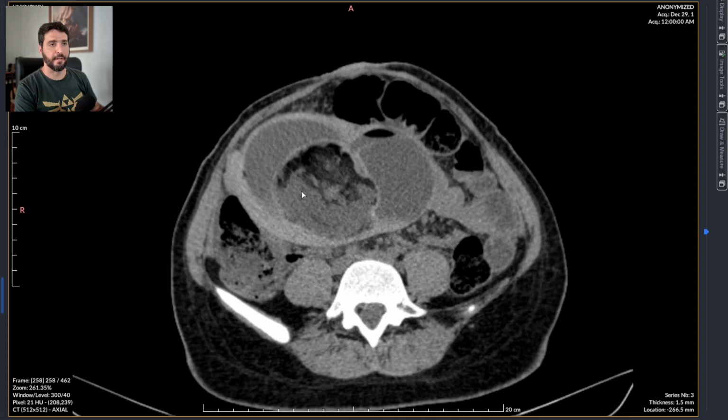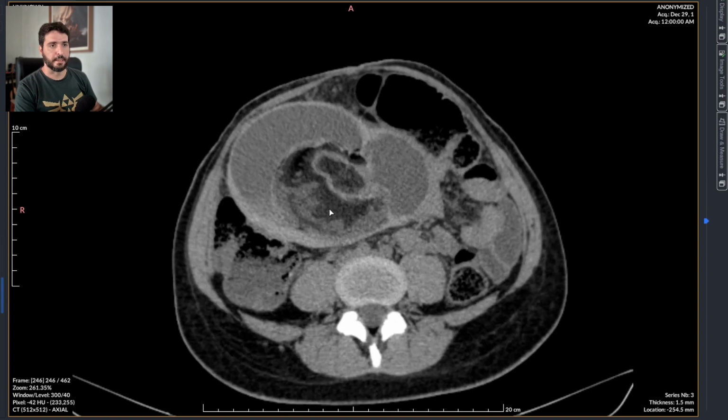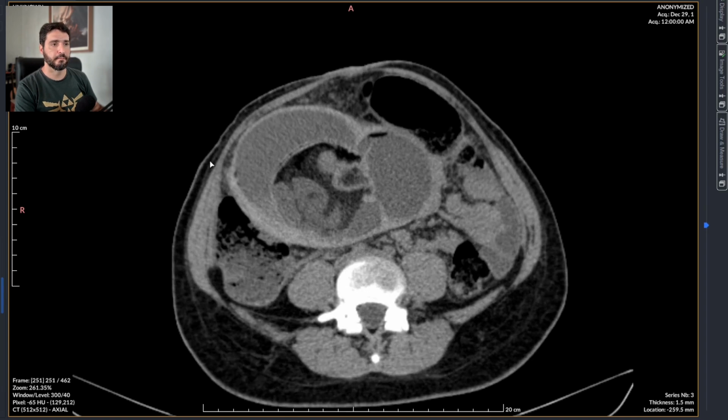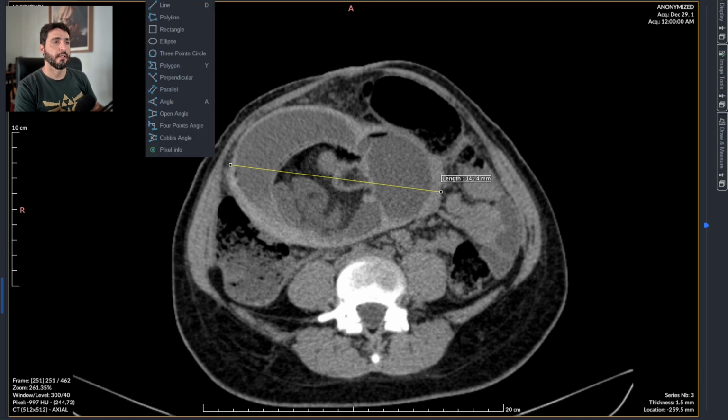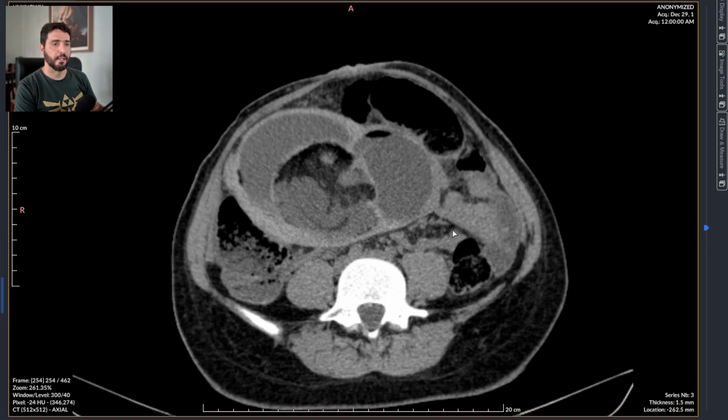So this is a very large intracavitary lesion. It's a lobulated lesion. Let me measure it. This is 14.1 centimeters, or 141 millimeters, from left to right, and from anterior to posterior it's about 93 millimeters. So it's a very large lesion.